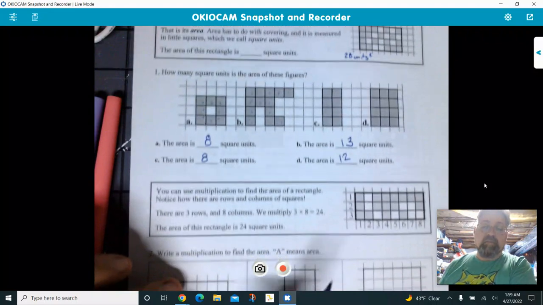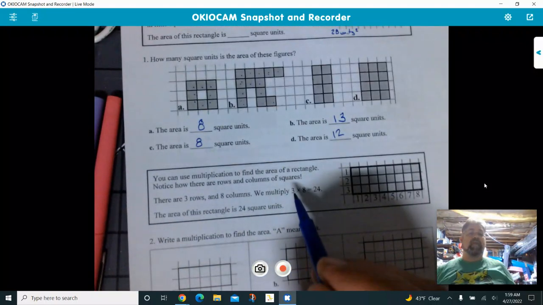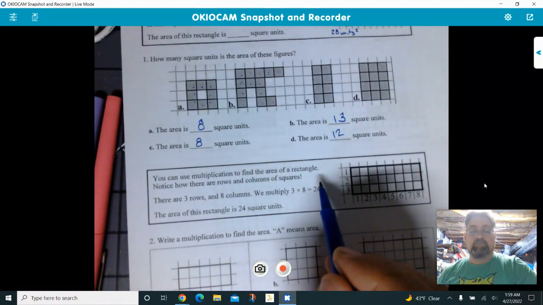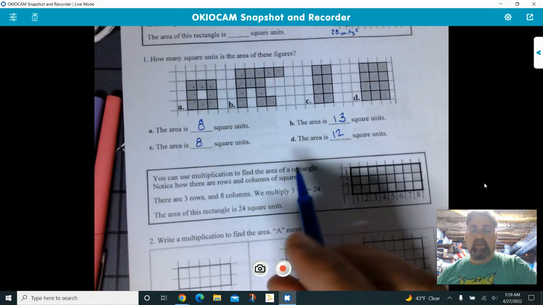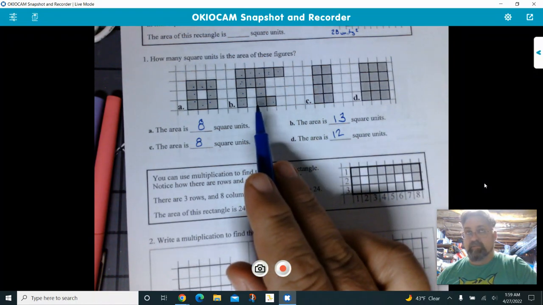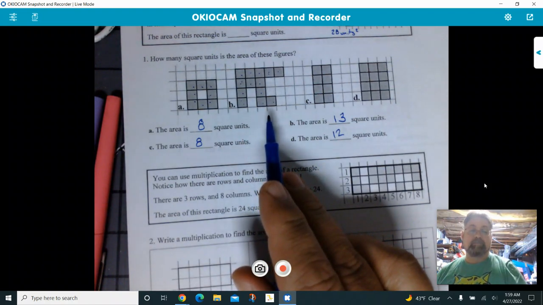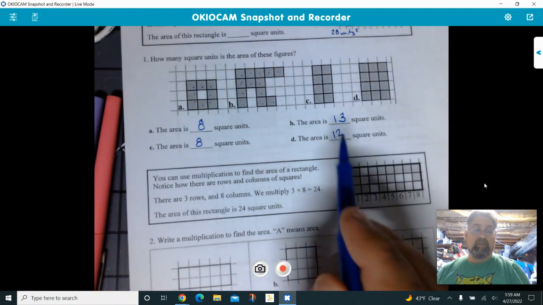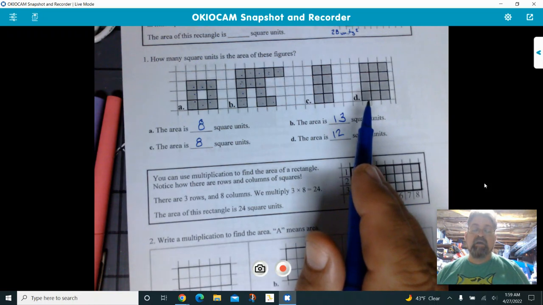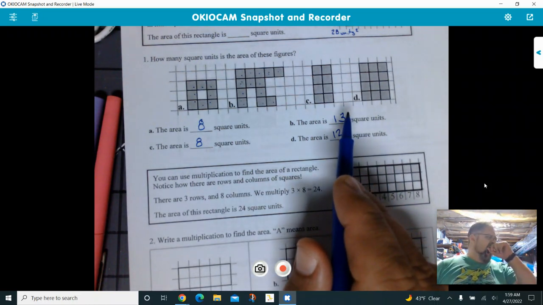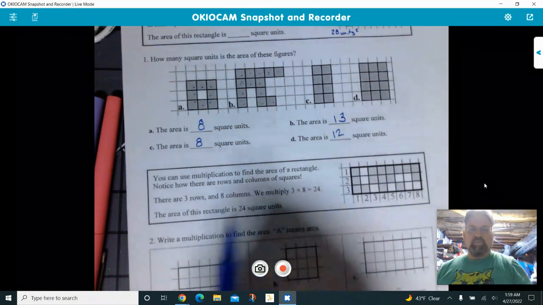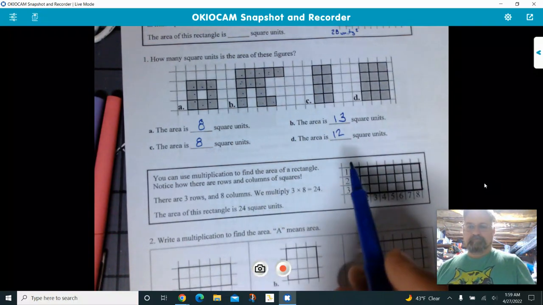Okay. Now, this is telling us again, you can use multiplication to find the area of a rectangle. Yeah, for this right here, you're not multiplying that. I'm sorry, I don't care who you are. You're not multiplying that one. But for a regular rectangle like this one or this one, you can multiply to get the answer.